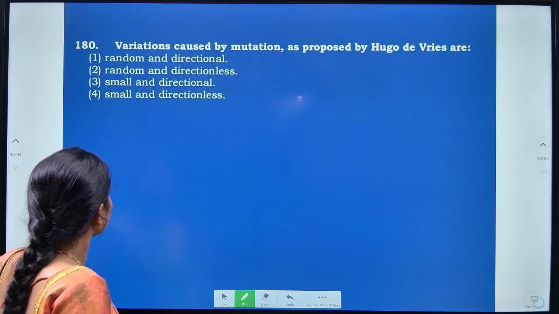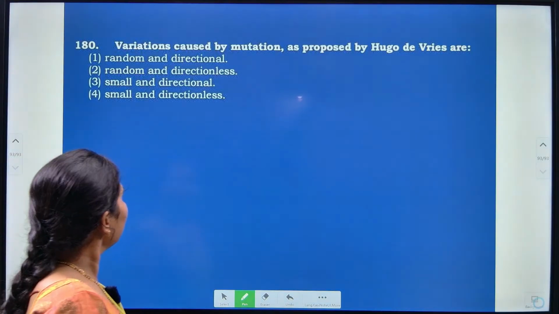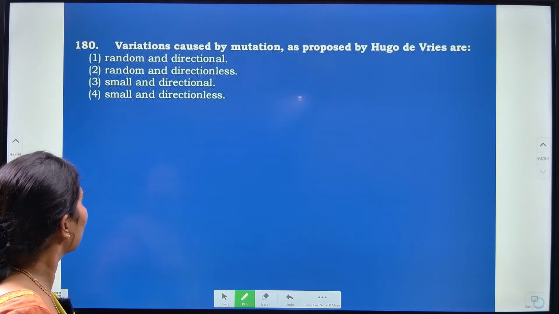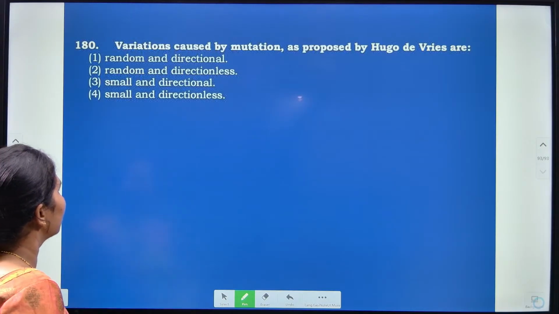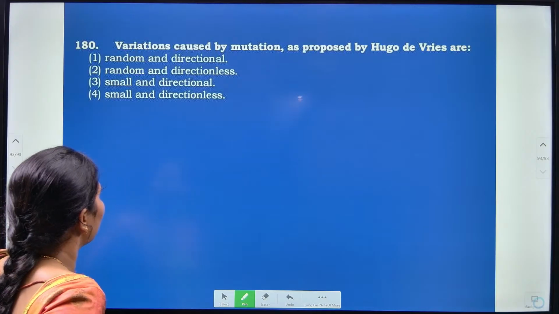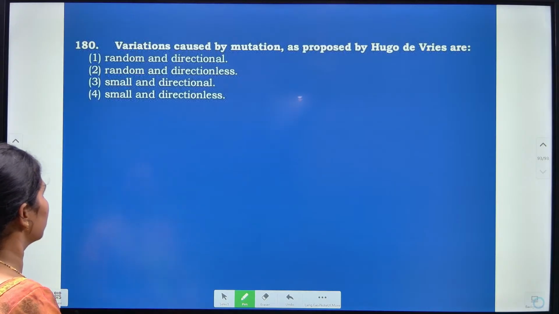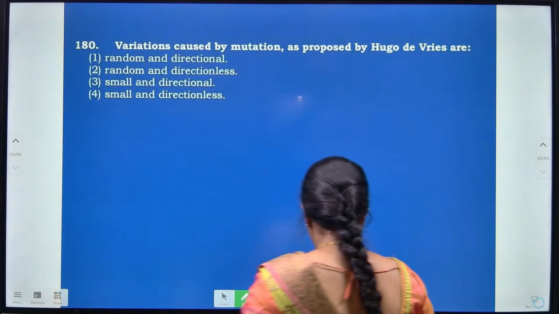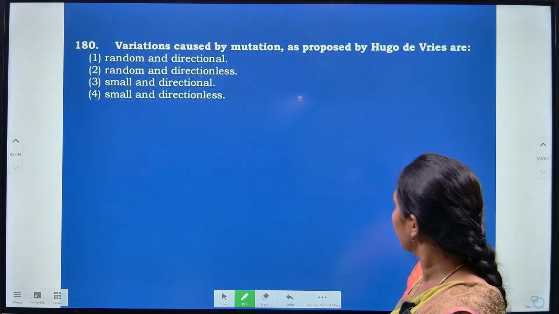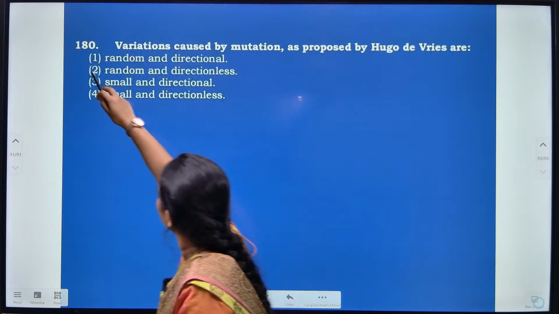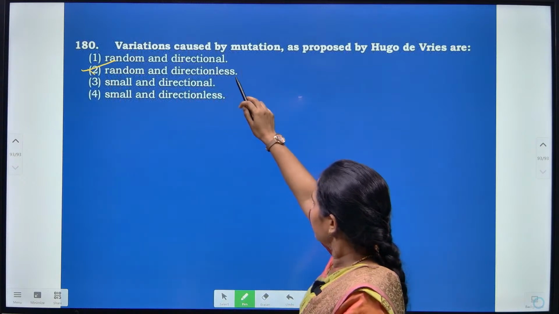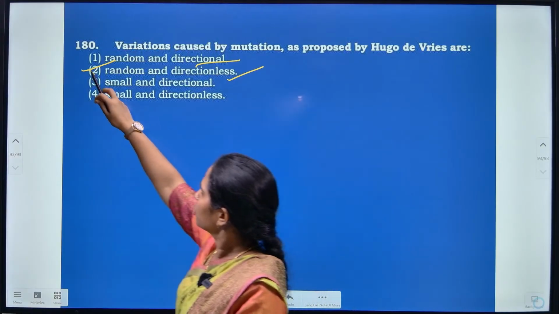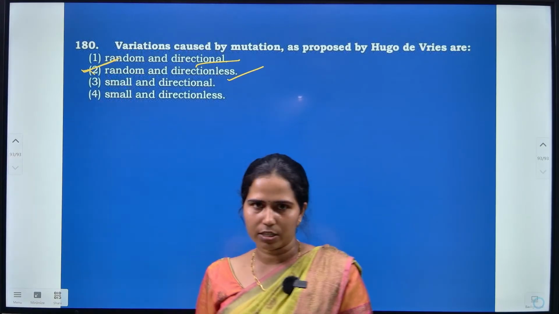Going to the last question. The variation caused by mutation as proposed by Hugo de Vries are random and directional, or random and directionless, small and directional, small and directionless. They are random and directionless here. So here their variation takes place randomly, they are not directional, they are directionless. So option 2 is the right answer here.